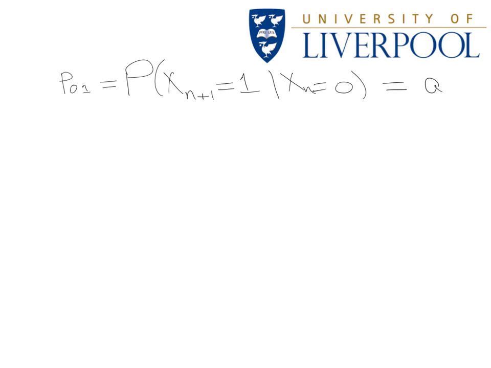Then we have that small p of 0, 1, which is given by the probability P(X_{n+1} = 1 | X_n = 0), equals A, and small p of 0, 0, that is the probability of X_{n+1} equals 0, given that X_n is 0, equals 1 minus A.